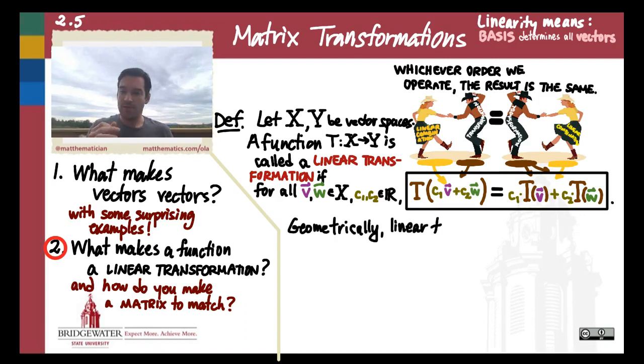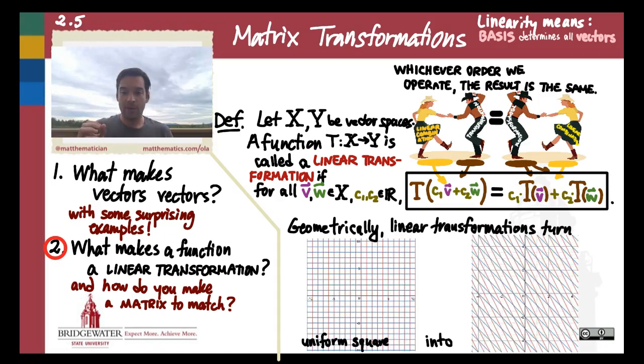So what does this look like geometrically? Let's keep our feet on the ground here and think about R2 for a second. What linear transformations do to R2 is that they can turn a uniform square grid into a uniform parallelogram grid.